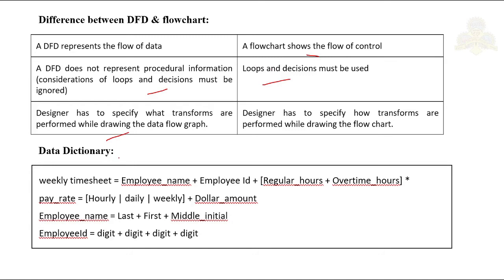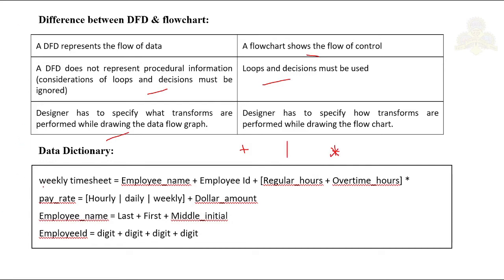Now we will see what a data dictionary is. A data dictionary is nothing but a repository of various data flows defined in a DFD. The associated data dictionary states the components and the structure of each data flow in the DFD, and the structure of the file. To define the structure, different notations are used. The first notation is composition, which is represented by a plus. Selection is represented by a vertical bar and repetition is represented by a star.